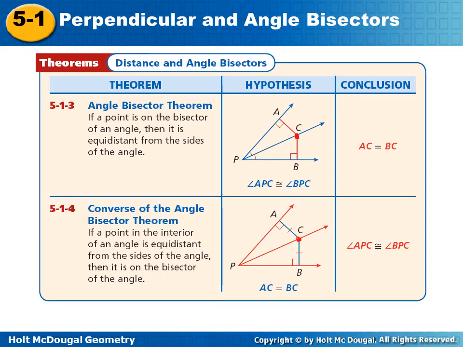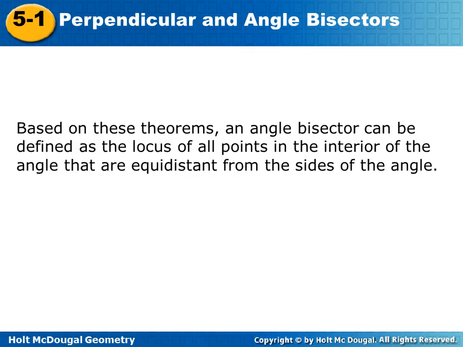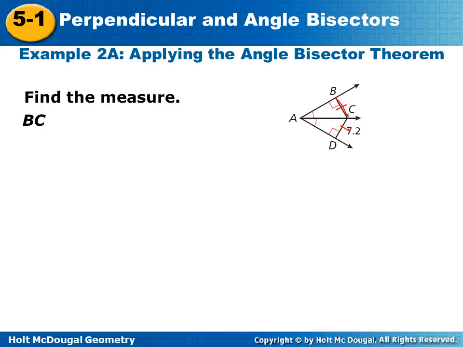The angle bisector theorem says that if a point is on the bisector of an angle, then it is equidistant from the sides of the angle. So AC is equal to BC. The converse says that if AC is equal to BC, then angle APC is congruent to angle BPC. Based on these theorems, an angle bisector can be defined as the locus of all points on the interior of the angle that are equidistant from the sides of the angle.